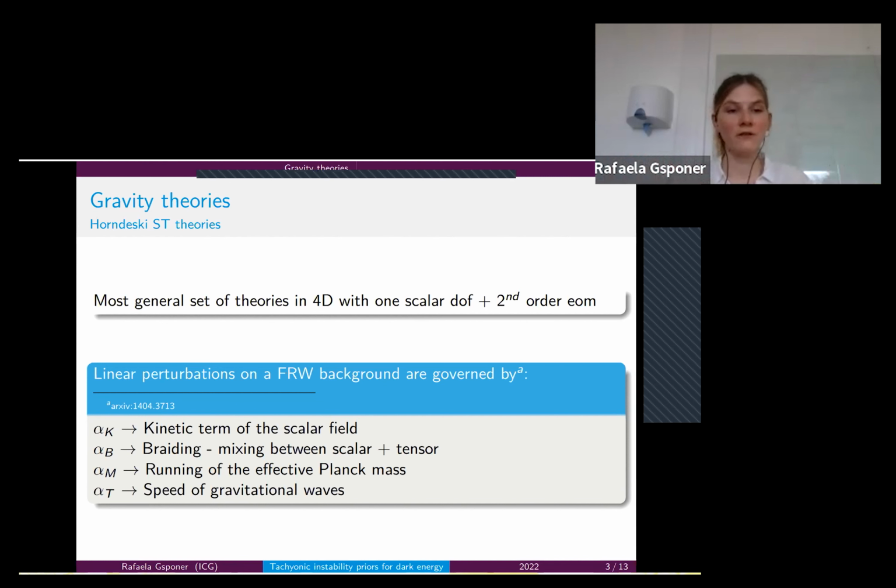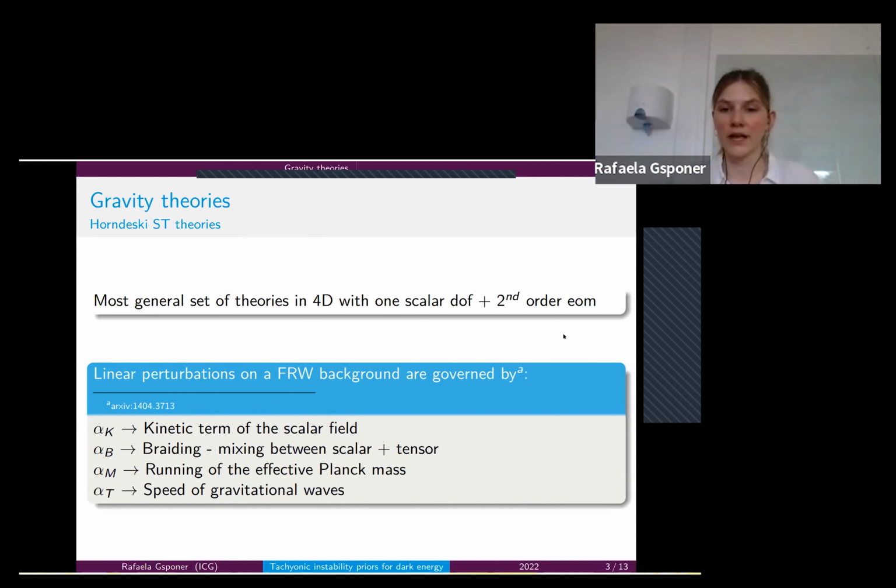These so-called alpha parameters are really nice because they have a physical intuition to them. We look at alpha K, which describes the kinetic term of this extra scalar field, alpha B, which describes the mixing between the scalar and the tensor, alpha M, which describes the effective Planck mass, which no longer has to be a constant in these dark energy models, and alpha T, which describes the speed of gravitational waves.